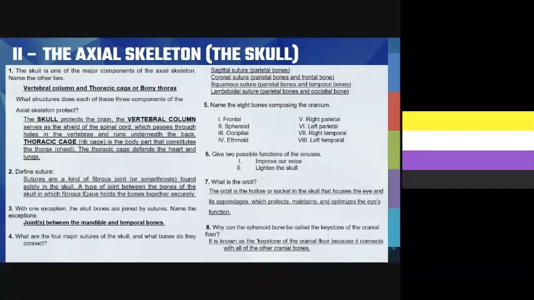7 to 8, we have right and left temporal. They contribute to the formation of the sides and base of the skull, which protects the temporal lobe of the brain and surrounds the ear canal.